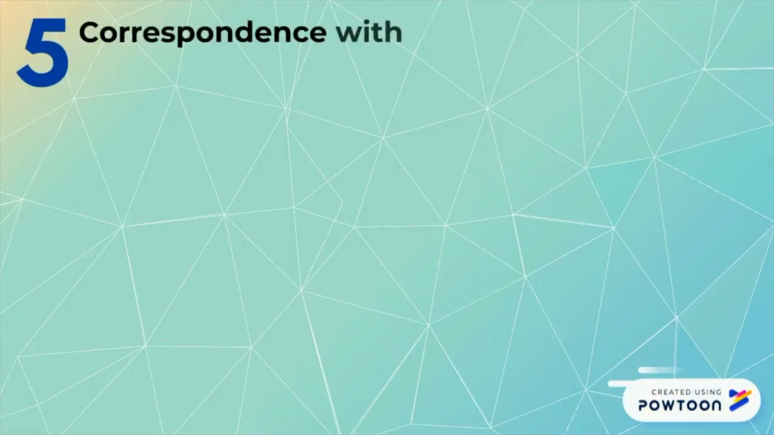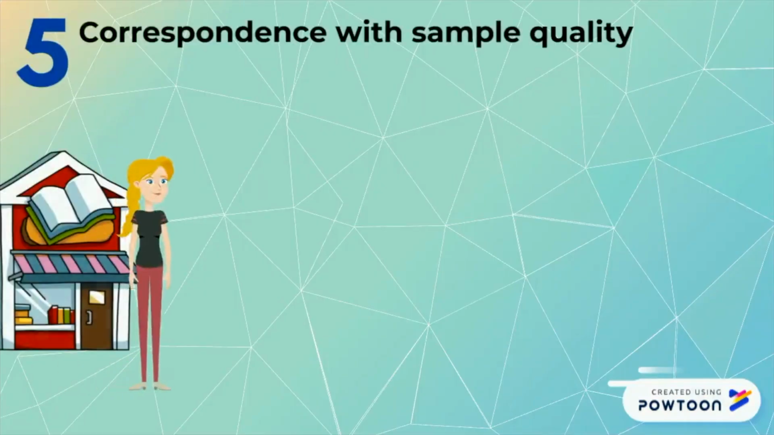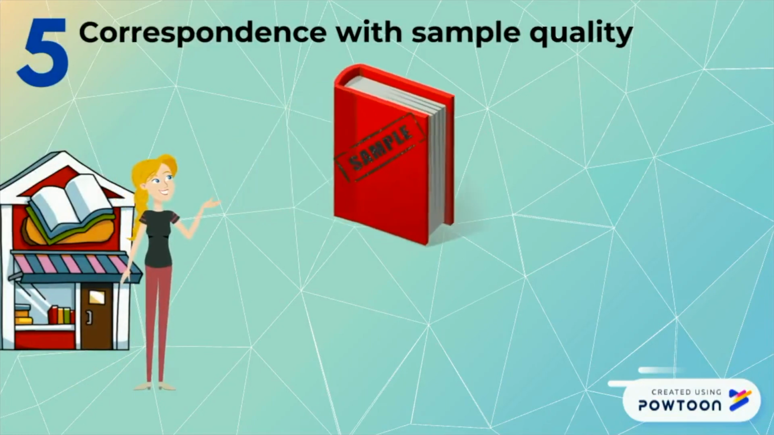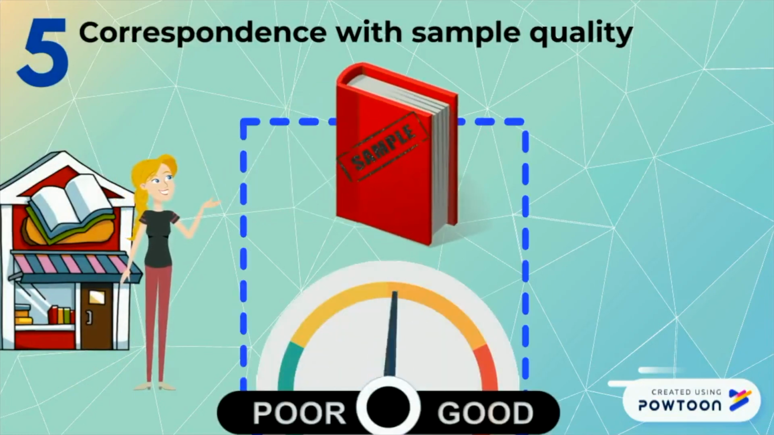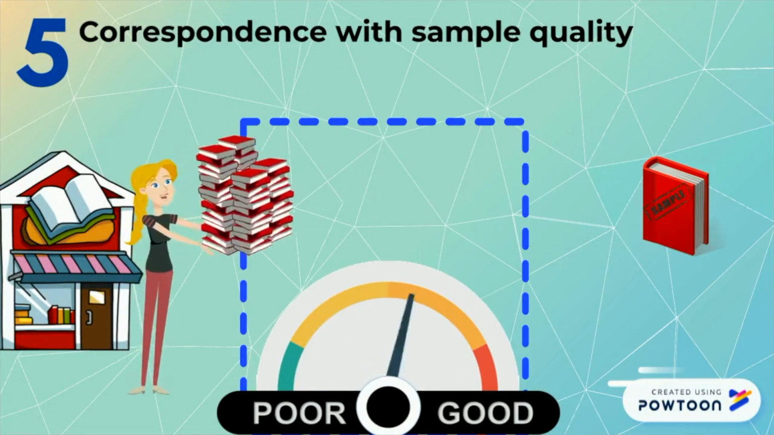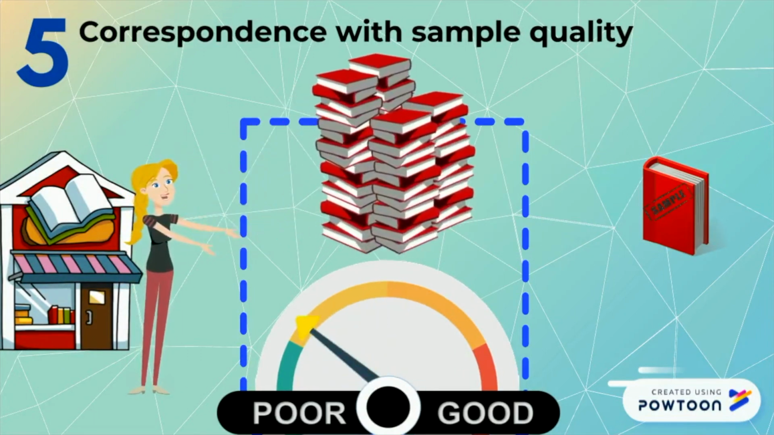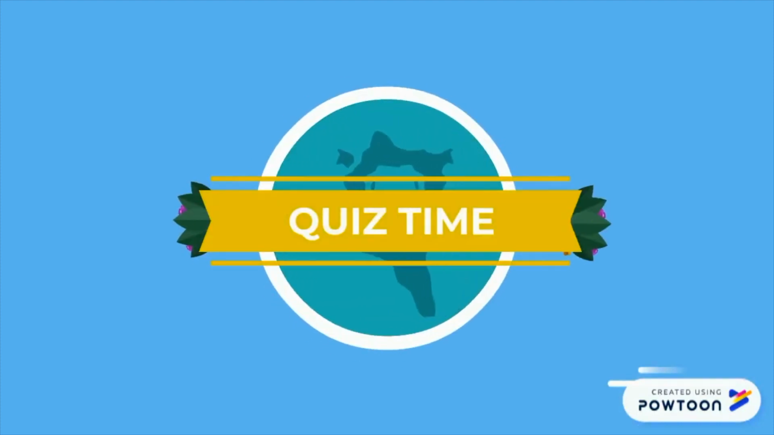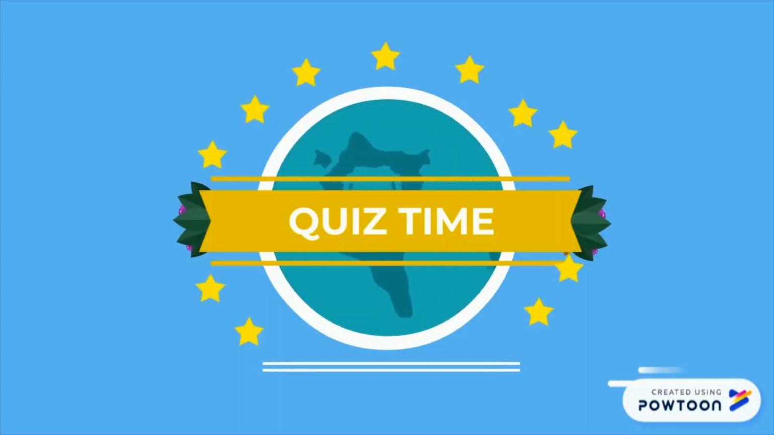Fifth, the product should correspond with the sample quality. If the seller has provided the sample, it implies that the quality of the entire bulk of products should correspond with the same quality. After talking about the 5 rules implied in SOGO, it's time for us to have a short quiz to see if you can apply the knowledge in daily life.